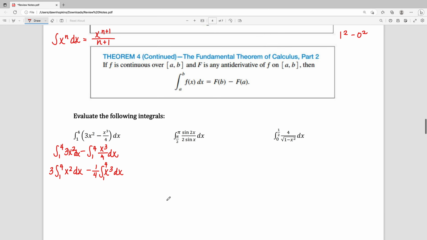So before I bring this off the screen, we're just going to use this here. When we integrate x squared, we get x cubed over 3, and we're going to evaluate that from 1 to 4. On the other side, when we integrate x cubed, we get x to the 4th over 4, and again from 1 to 4.